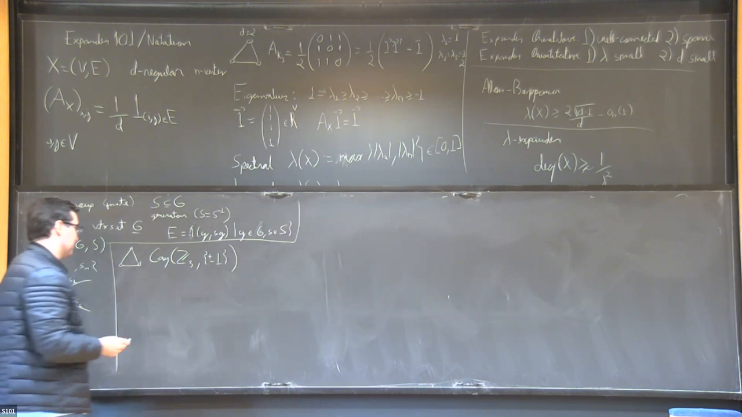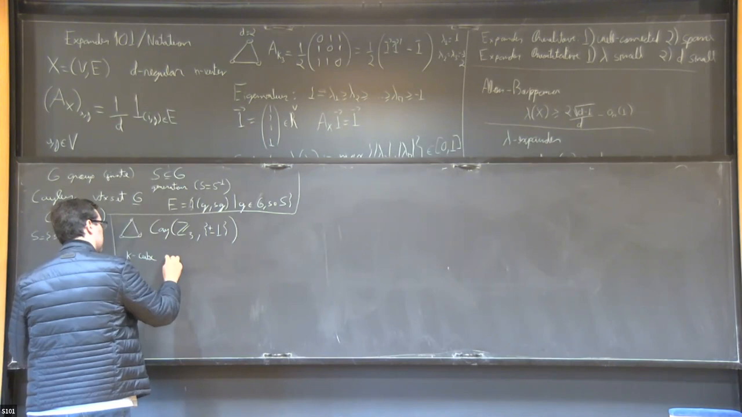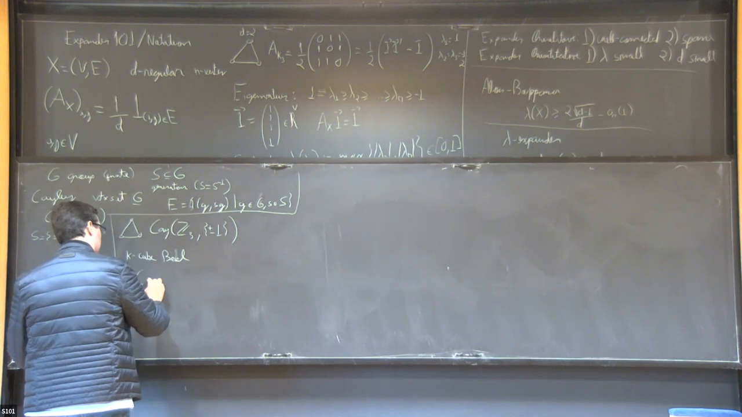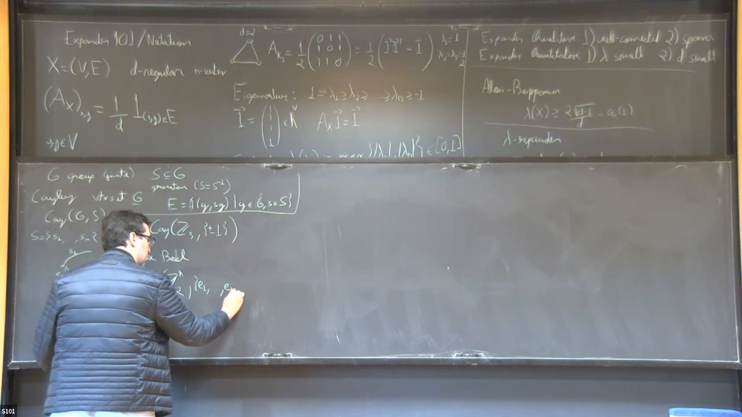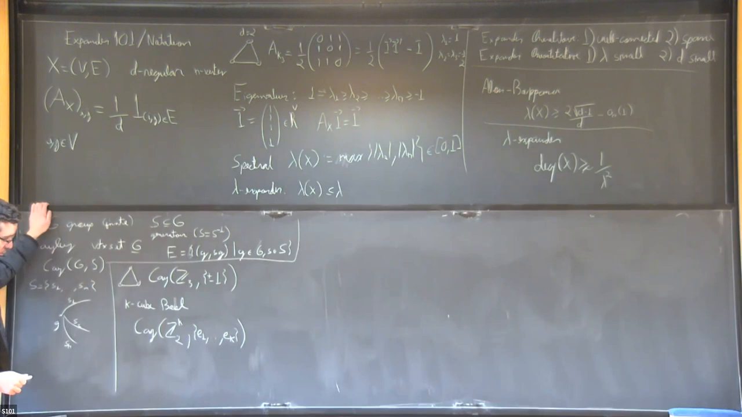Another example is the K cube. So that's the Boolean cube. And this is the Cayley graph over Z2 to the K. And the generating sets are the basis vectors, right? Okay, so those are two very useful examples for us, the K cube and this.